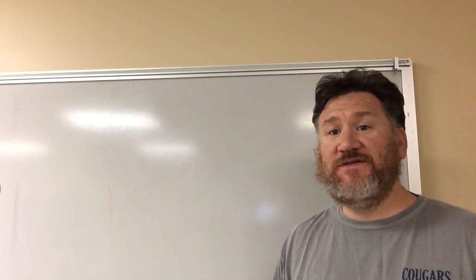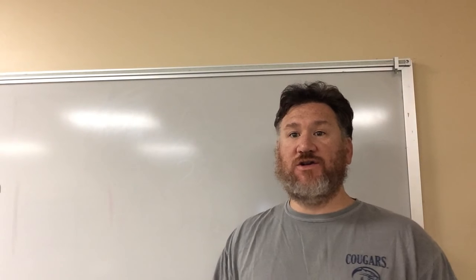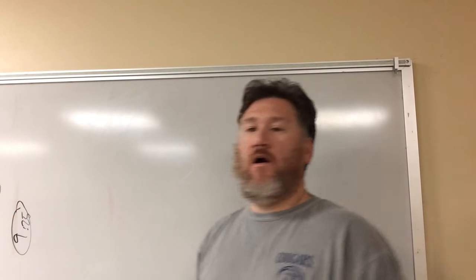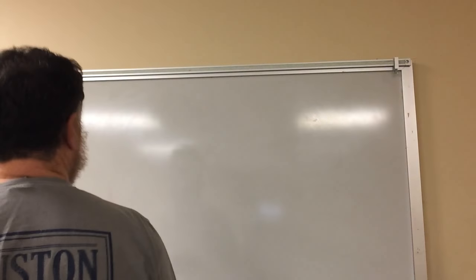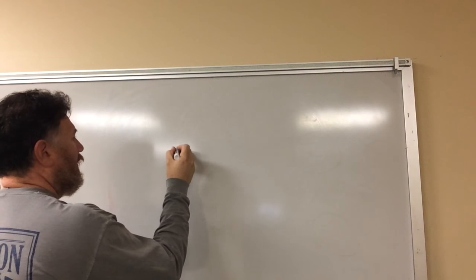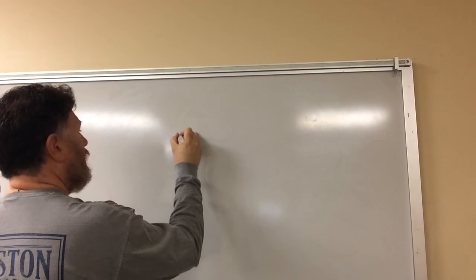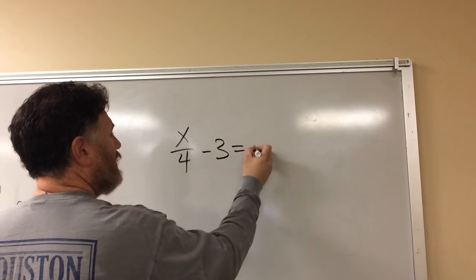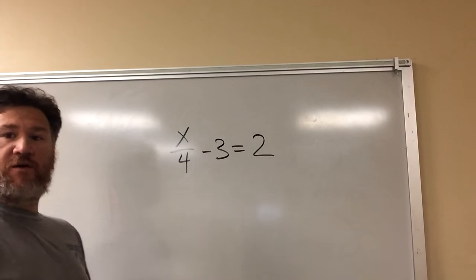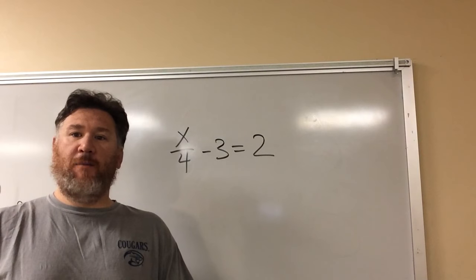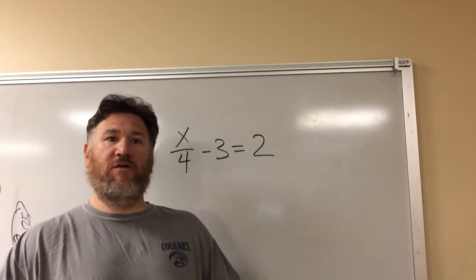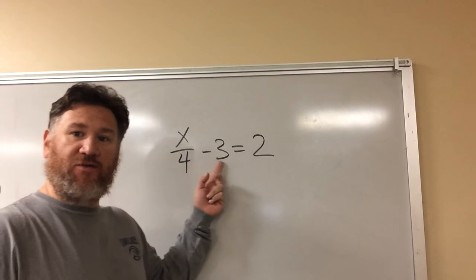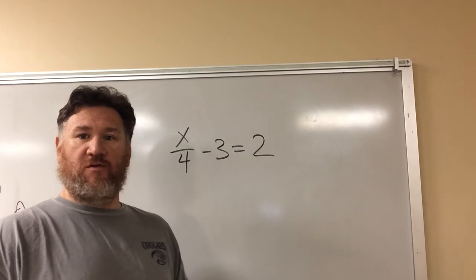All right, so now we're going to do another example of a two-step equation. So we're going to write a problem on the board. We got, let's see, x divided by 4 minus 3 equals 2. So here we have x divided by 4 minus 3 equals 2. We're looking for the number that when we divide it by 4, then we subtract 3 from it, is going to give us 2. Okay?